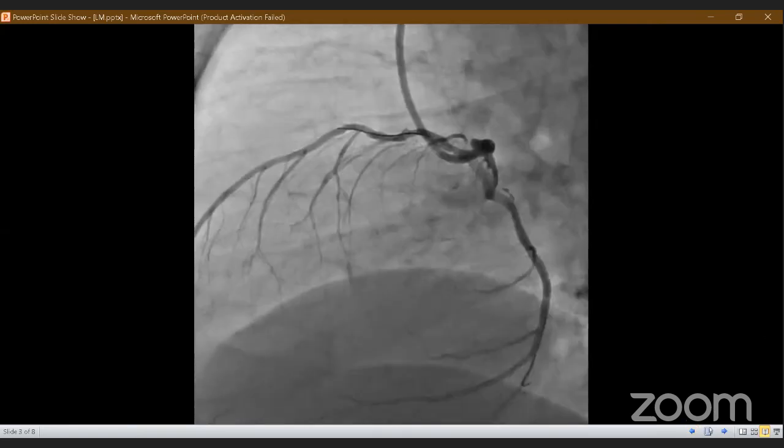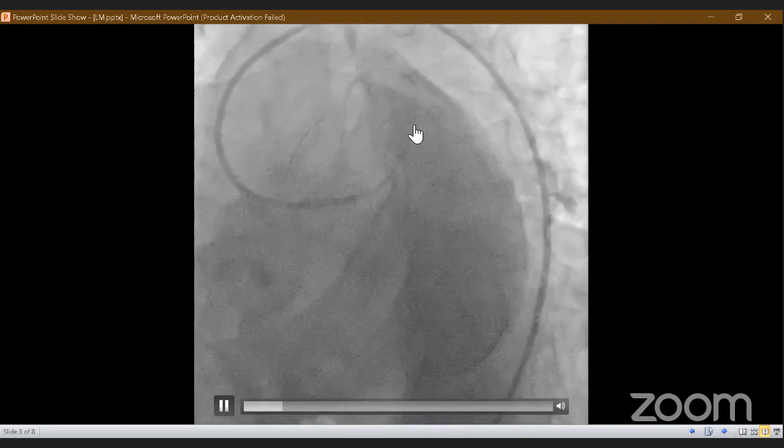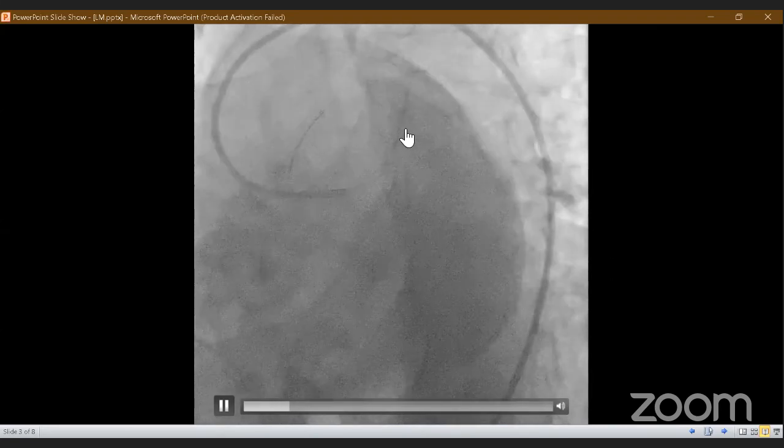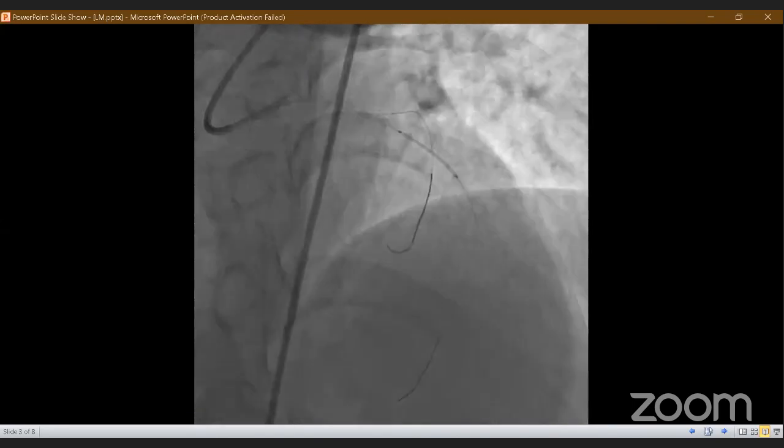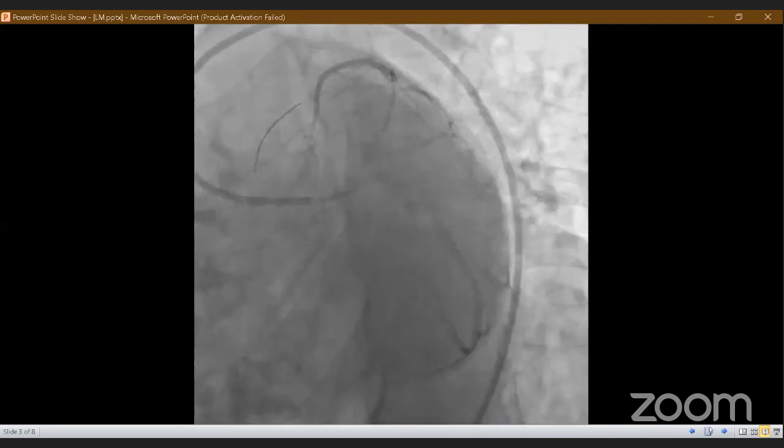So, of course, wiring both vessels, the LAD and the left circumflex. And here we went for stenting that segment of the LAD first before we go to the left main LAD. This is the test and this is the positioning of the stent. And then deployment.